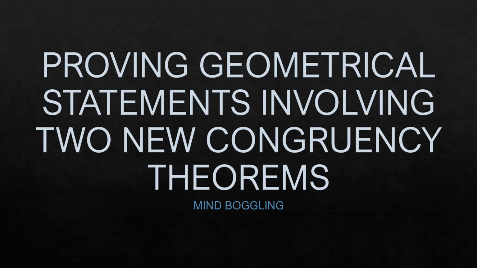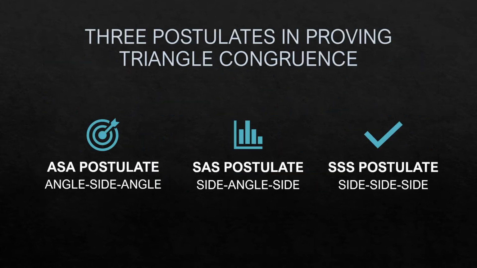Today, we will discuss proofs of some geometrical statements involving the SAA and HL theorems. These are additional triangle congruency theorems on top of the ASA, SAS, and SSS postulates. To start with, let us discuss the SAA and HL theorems. Again, we shall be using the principles and some examples from Shalm's outline in geometry.